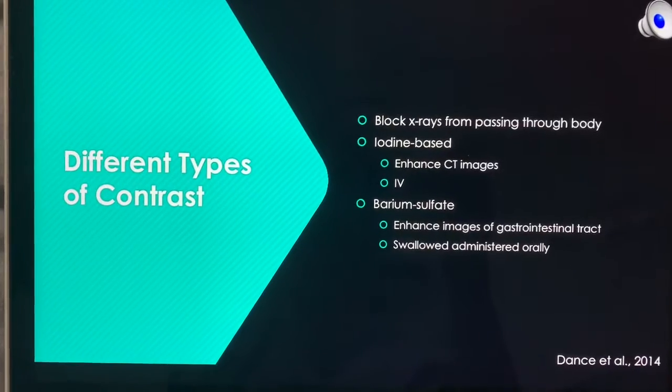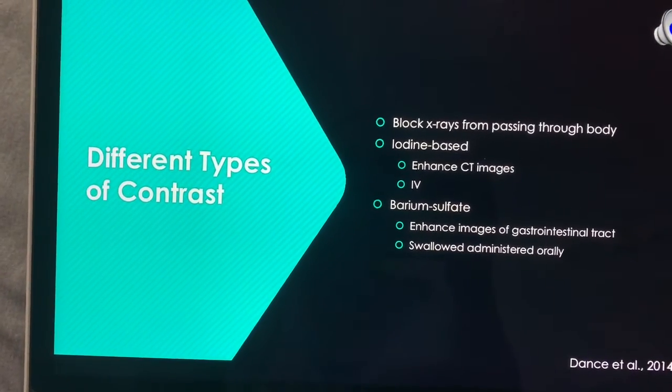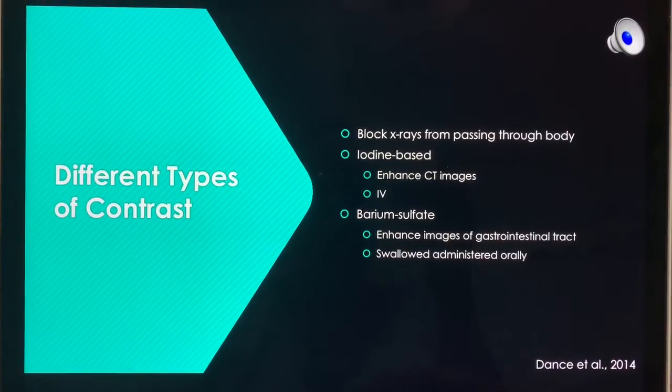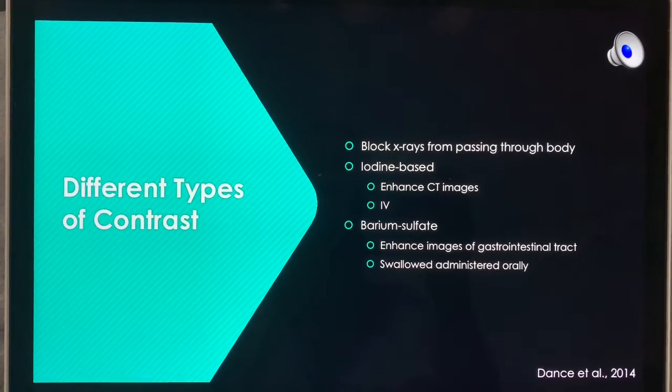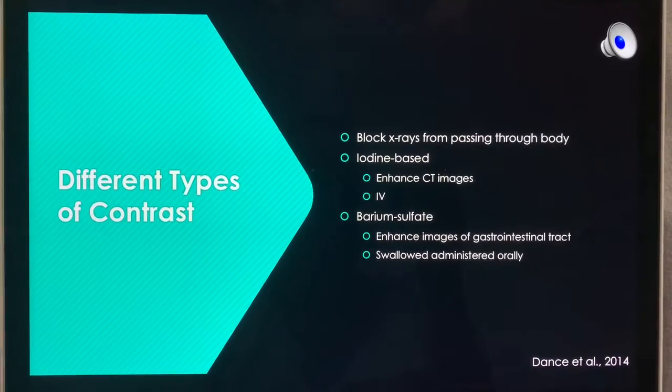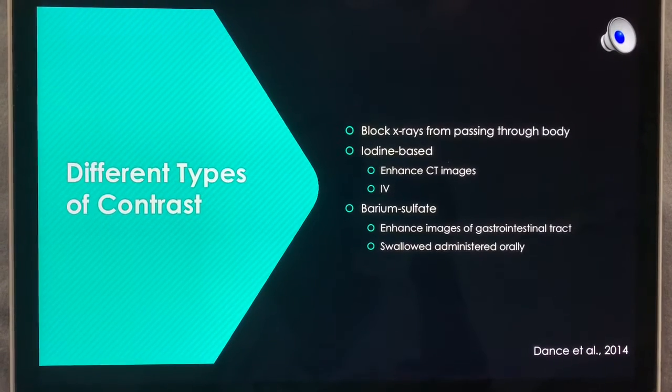Thus, CT contrast highlights specific areas of the resulting CT image, or dyes. Different types of contrast block X-rays from passing through the body. Iodine-based contrast enhances CT images. Barium sulfate enhances images of the gastrointestinal tract.